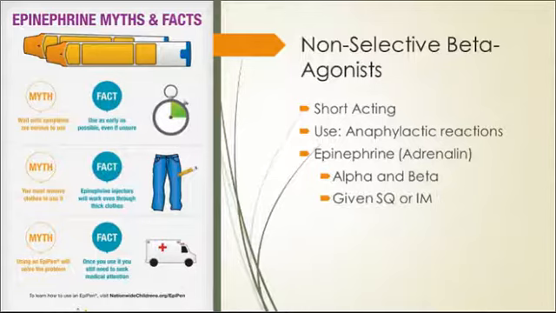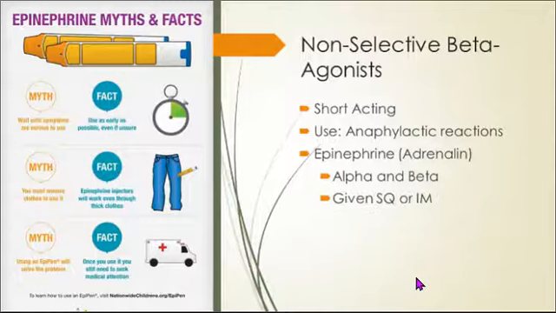Non-selective, where they get the beta-1 and beta-2, they're non-selective. They're short-acting for anaphylactic reactions, which is your epinephrine, which I mentioned in the beginning, talking about your receptor sites and your catecholamines, because epinephrine is one of your catecholamines, your fight or flight. It hits both your alpha and your beta. It's given sub-Q or IM.